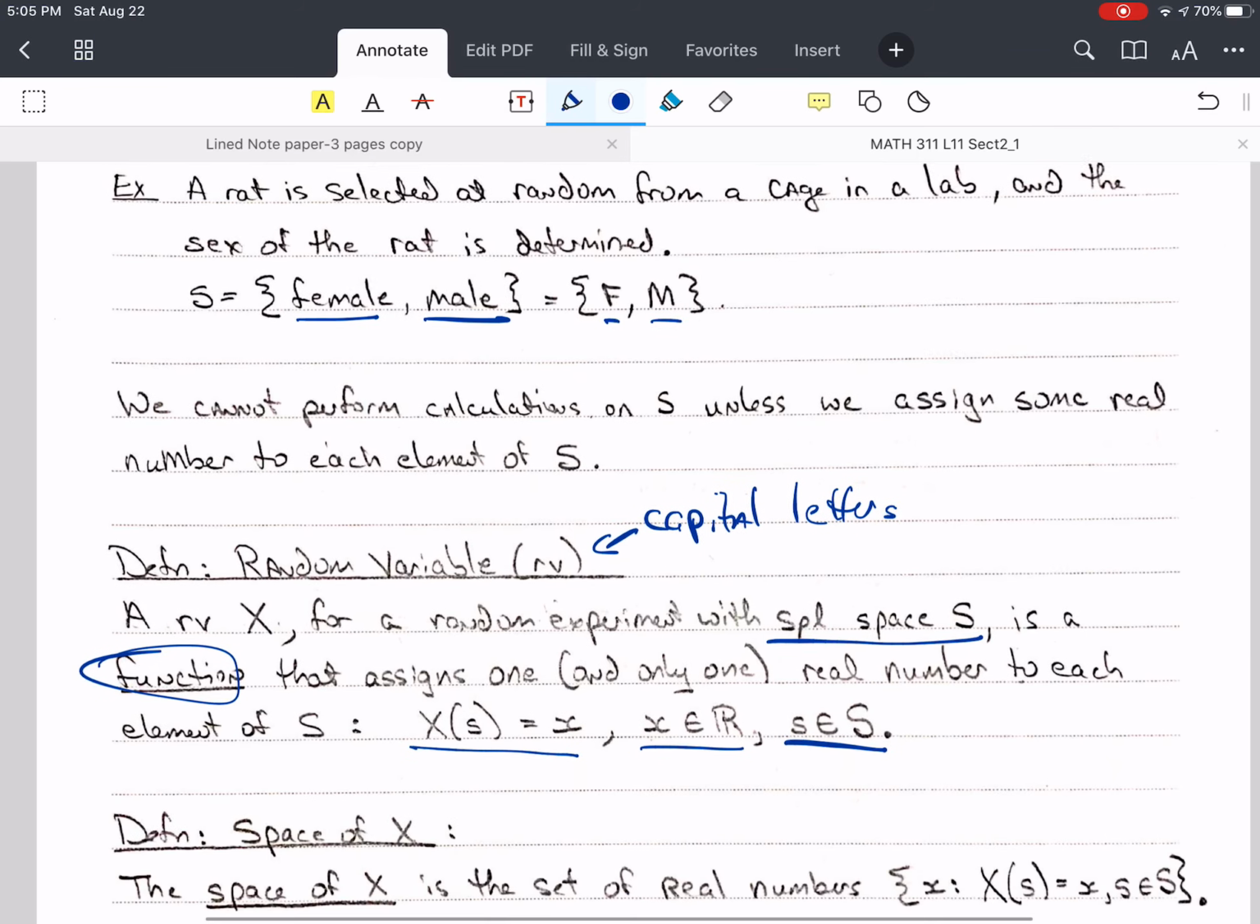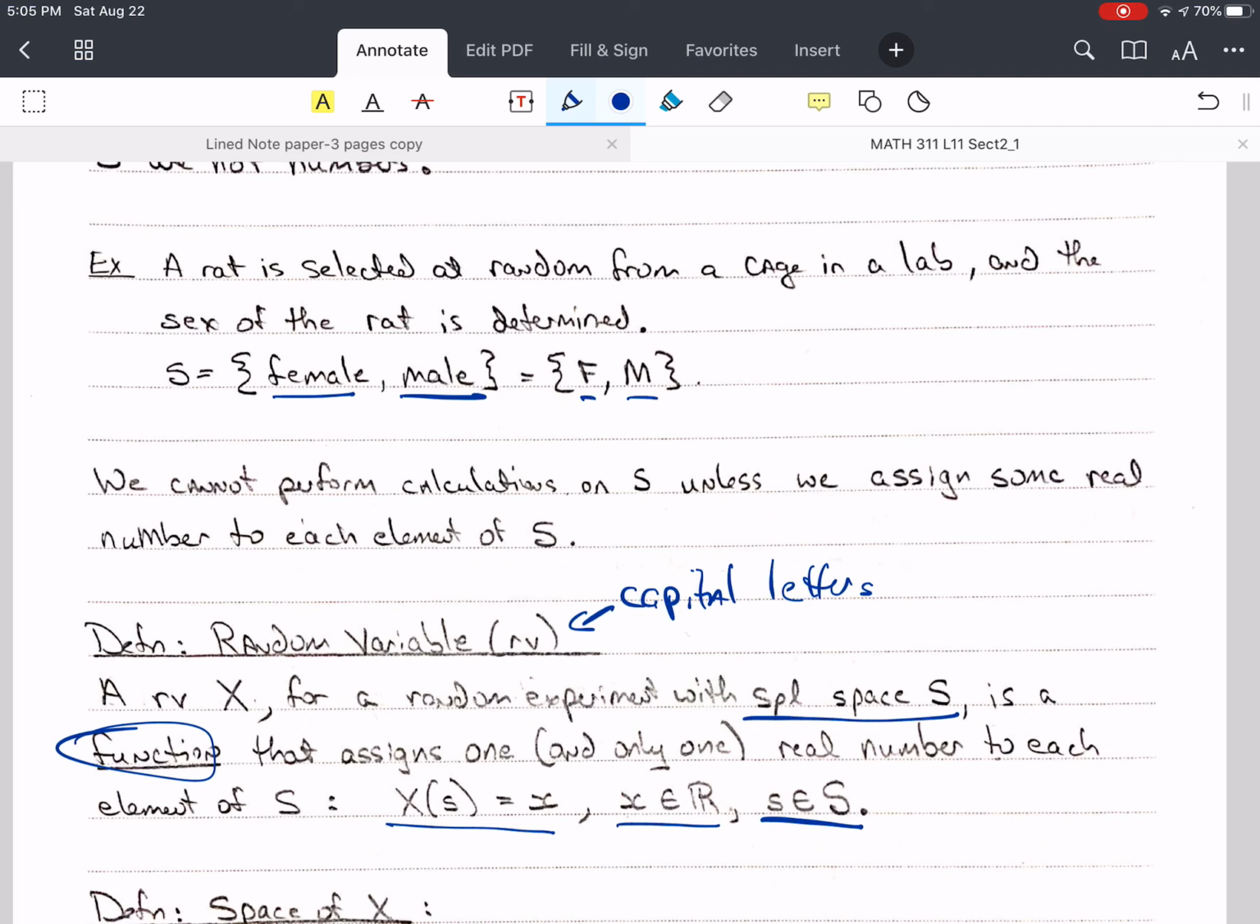So for our example, we could say, let F equal 1 and M equal 0. So how we would write this is, if it's a random variable X, X of F equals 1, and we could say X of M is equal to 0, and now X is a random variable.